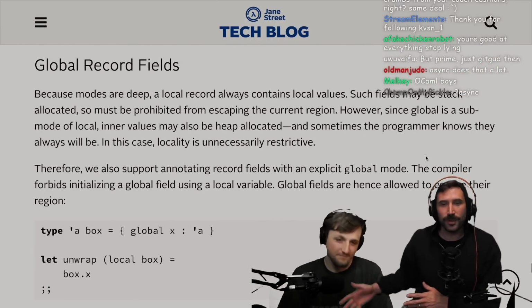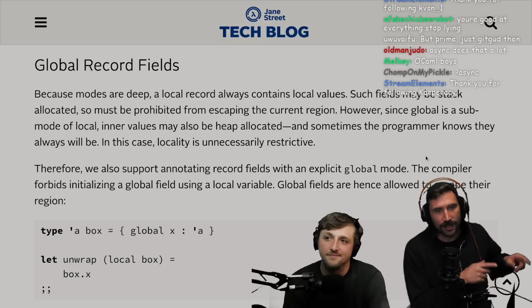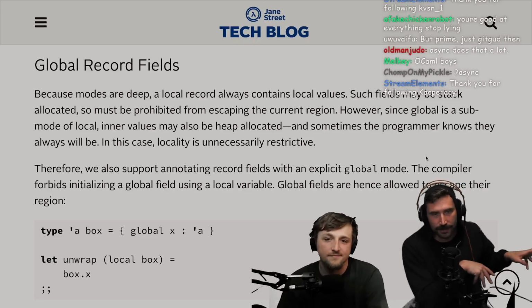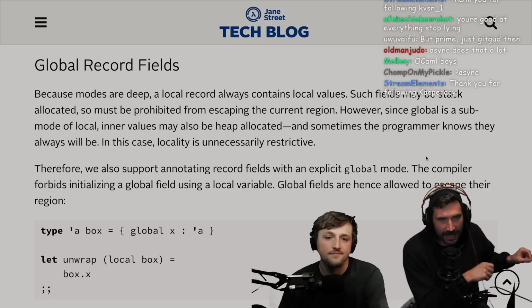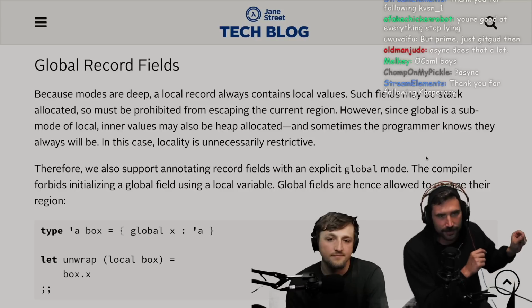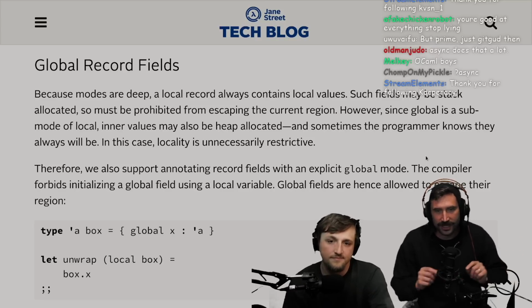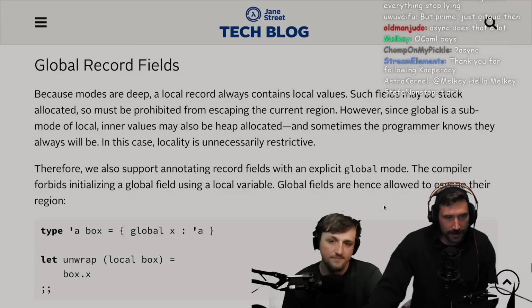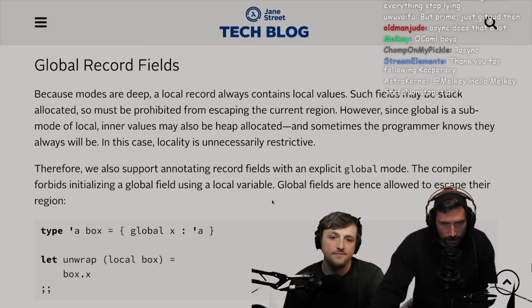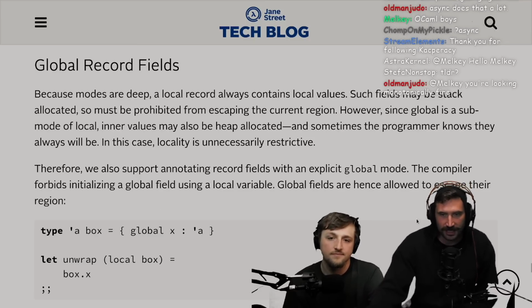However, since global is a submode of local, inner values may also be heap allocated, and sometimes the programmer knows they always will be. In this case, locality isn't necessarily restrictive. Therefore, we support annotating record fields with the explicit global mode. The compiler forbids initializing a global field using a local variable. Global fields are hence allowed to escape their region.